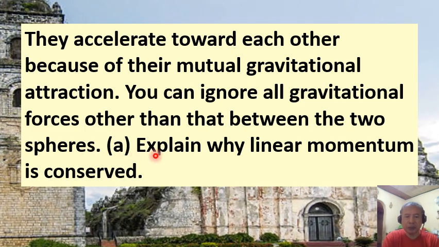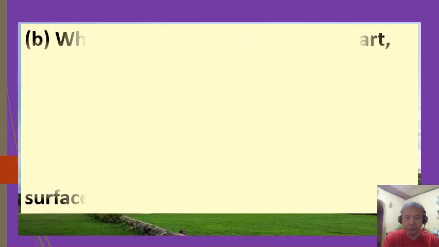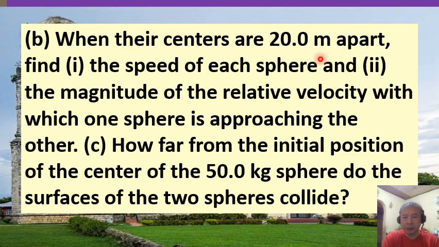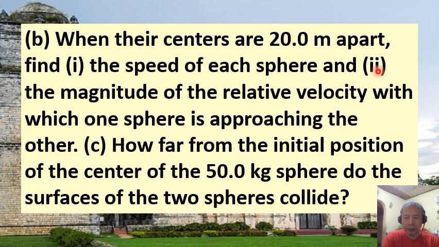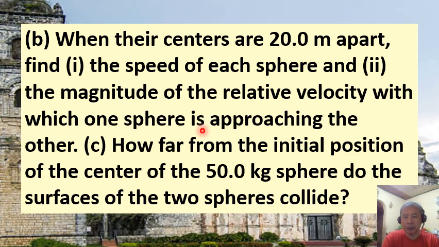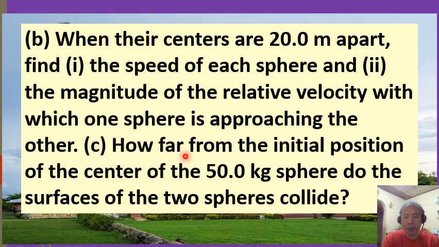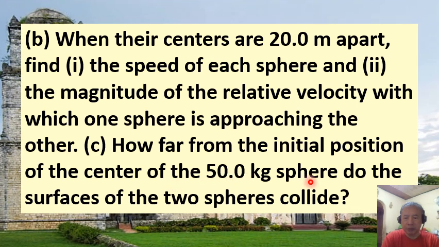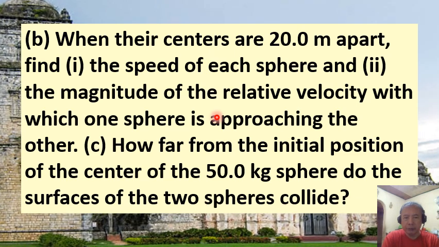Question letter A. Explain why linear momentum is conserved. Question letter B. When their centers are 20.0 meters apart, find number one, the speed of each sphere, and number two, the magnitude of the relative velocity with which one sphere is approaching the other. And question letter C, how far from the initial position of the center of the 50.0 kilogram sphere do the surfaces of the two spheres collide?